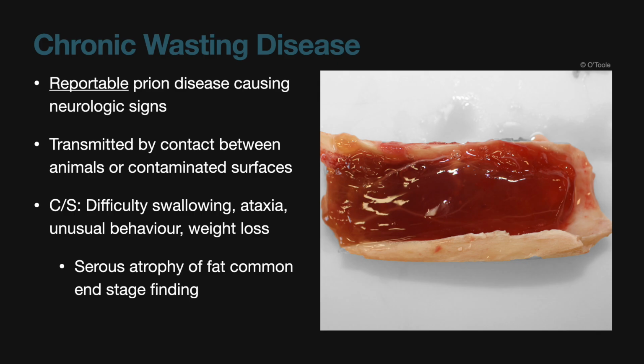Chronic wasting disease is a reportable prion disease that affects cervids, causing neurologic signs. It is believed to be transmitted by contact between animals or contact with contaminated surfaces. Clinical signs include difficulty swallowing, ataxia, unusual behavior, and weight loss.